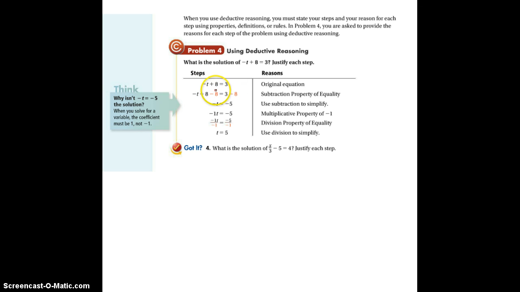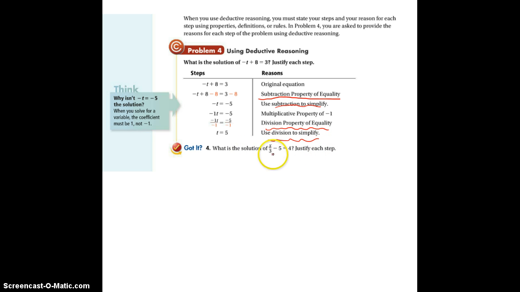So the first thing I would do is subtract 8 from both sides. Now the reason I can subtract 8 is because that is our subtraction property of equality. When I subtract 8 from both sides, I now have negative t equal to negative 5. And all we did there was use subtraction to simplify. And now, to get rid of the negative, I would divide both sides by negative 1. When I divide both sides by negative 1, that is our division property of equality. And then I get t equal to 5. So what we did there is we used division to simplify.